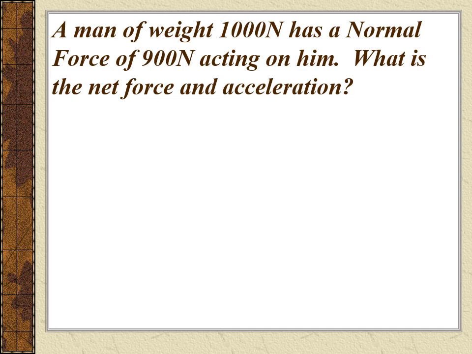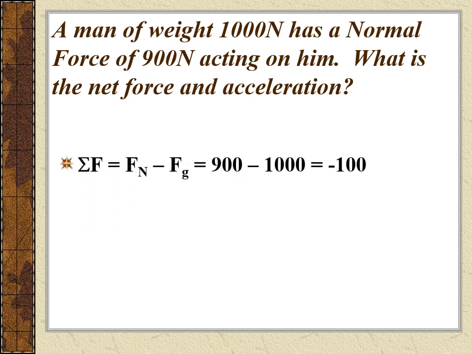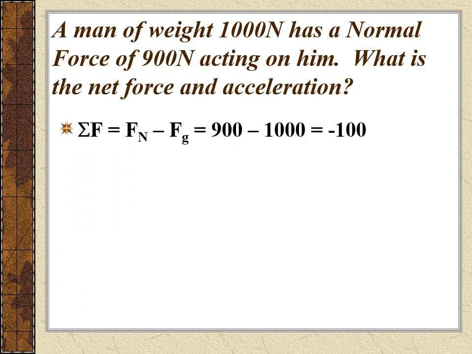All right, we're going to apply this example now to a man who has a weight of 1,000 newtons and has a normal force applied to him of 900 newtons. What is the net force and acceleration that is acting on him? Well, the net force should be pretty easy. He has an upward force of 900 newtons and a downward force of 1,000 newtons. So to add his forces together, 900 plus a negative 1,000 newtons is going to give us negative 100 newtons.